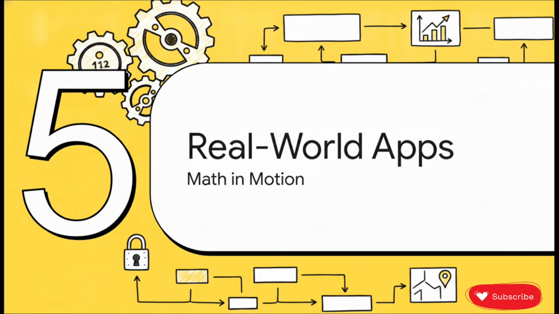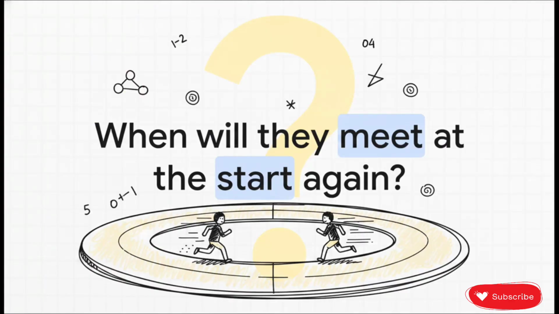Finally, Section 5, Real-World Applications. This is math in motion. Okay, I want you to imagine a sports track where two runners, Sonia and Ravi, are moving at different speeds. They both start at the exact same point, at the exact same time, going in the same direction. The big question is, how can we predict exactly when their paths will cross again right at that starting line?